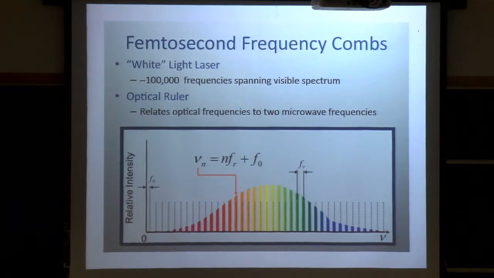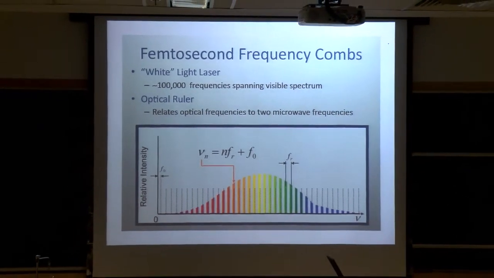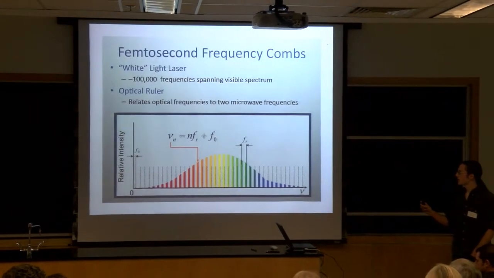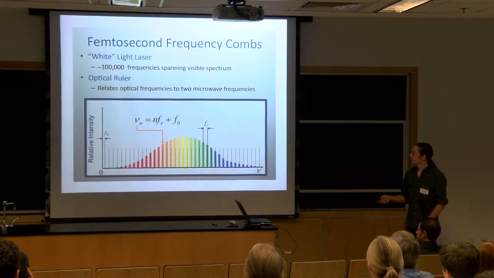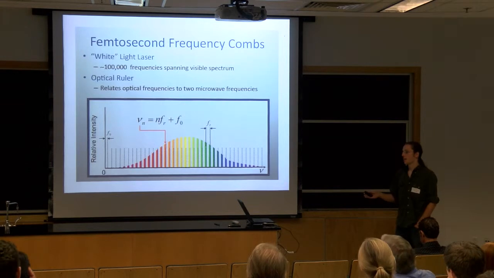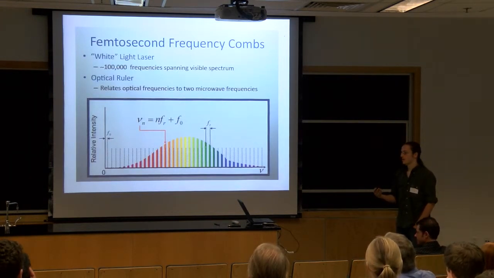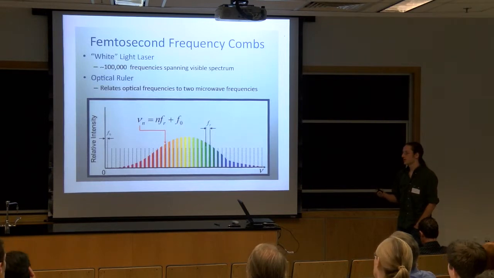Each tooth of the comb is spaced by a given microwave frequency called the rep rate. This is a spacing between each tooth of the comb and is constant throughout the comb. Combined with an offset frequency and a mode number, this allows us to relate any optical frequency to a pair of microwave frequencies, which are easy to count. Optical frequencies are very difficult to measure. So this effectively allows us to synthesize optical frequencies to microwave frequencies.